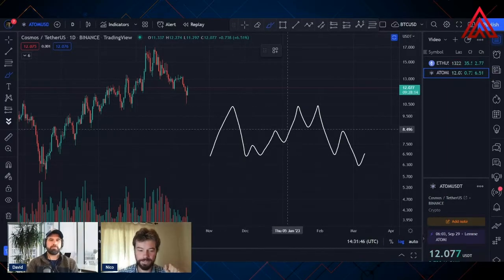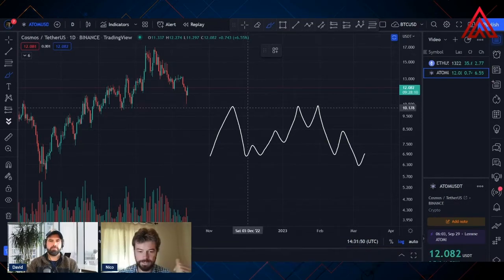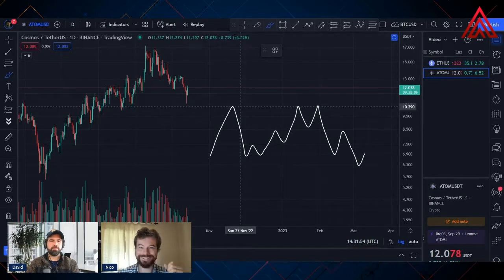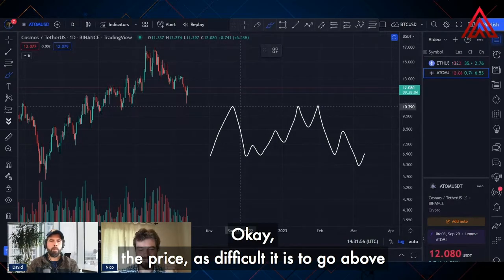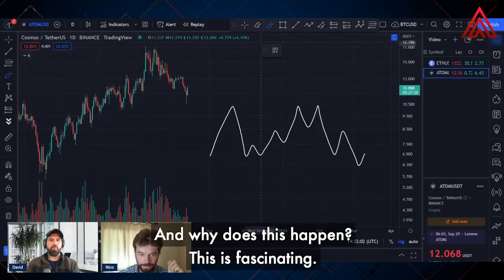Resistance is the exact opposite. Resistance is a resistance against that price. The price has difficulties to go above this line, to pass this line and to go higher. All right. And why does this happen?